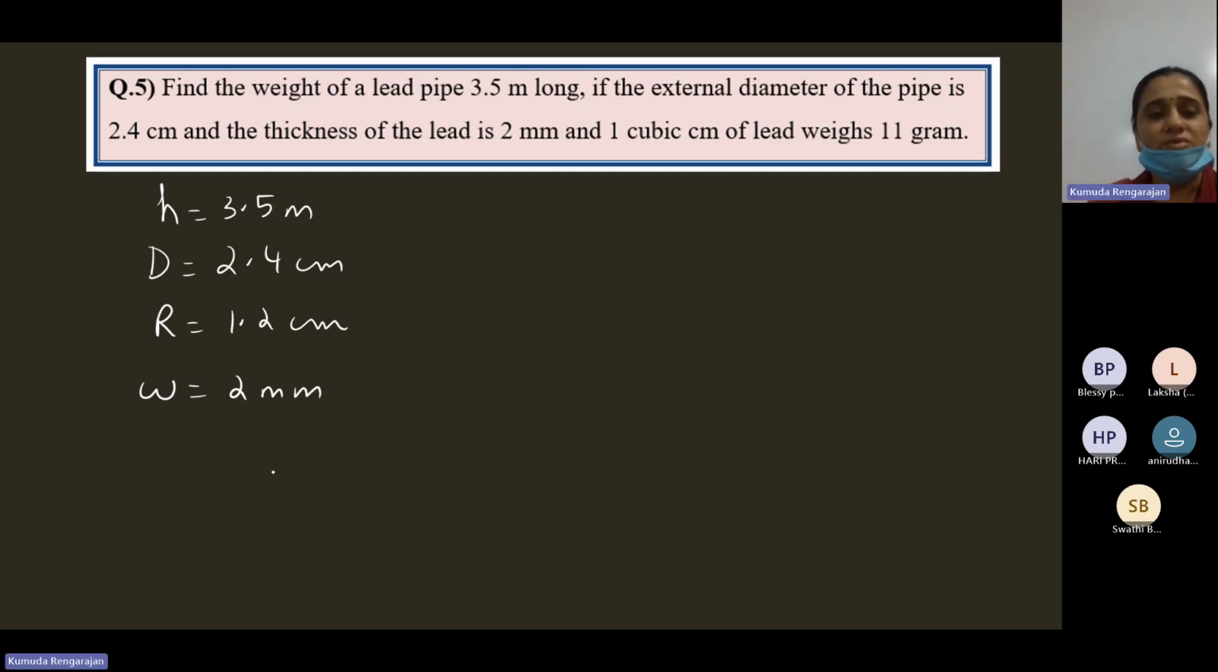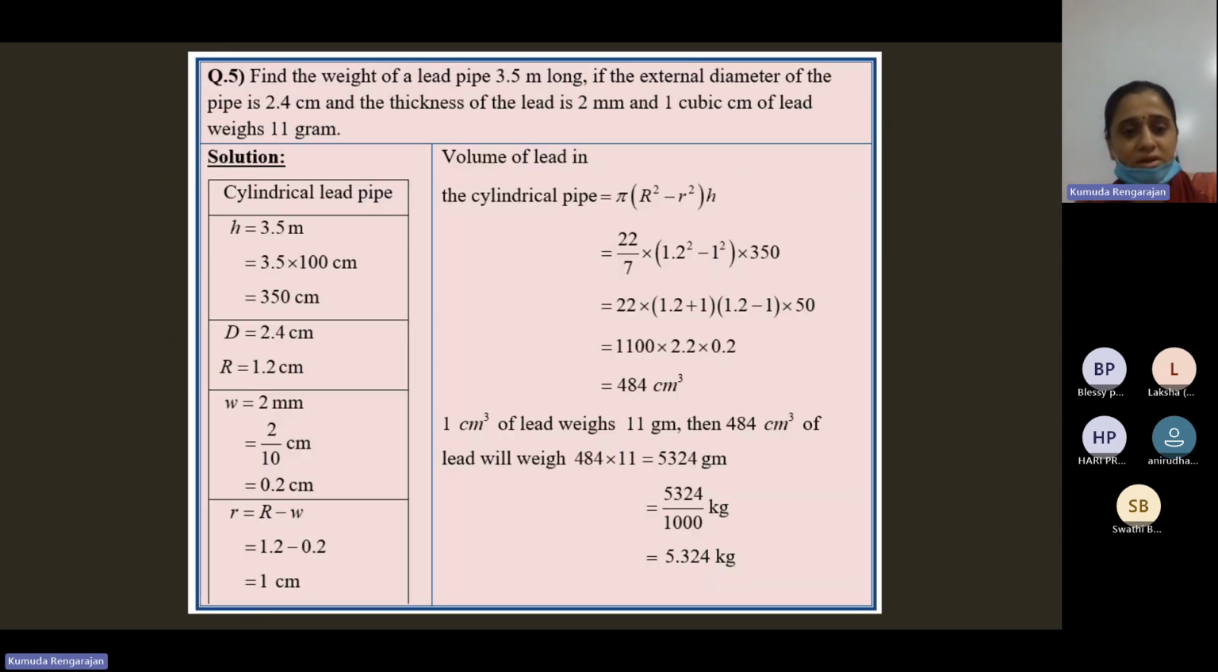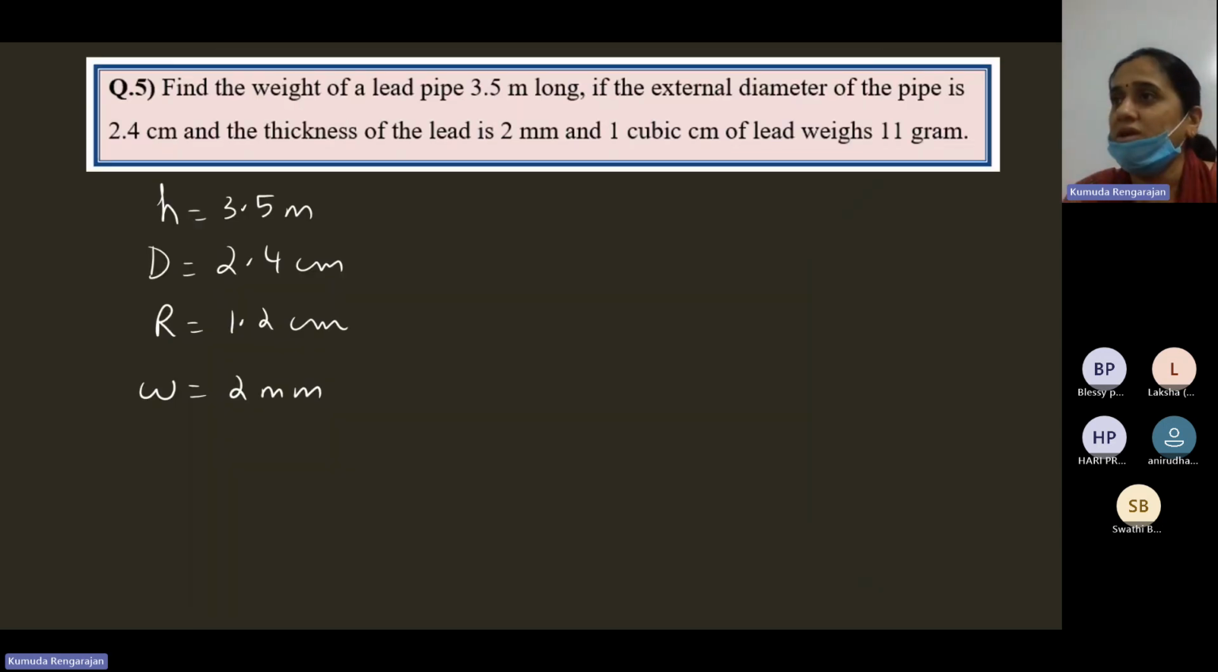So what we can do is we can convert everything to millimeters also. Okay, I've converted everything to centimeters. So let me explain. You can convert it to any unit. I don't want to explain in millimeter and then show you the answer in centimeter. So now the thickness of the lead is 2 millimeters. So 2 millimeters, how many centimeters? 2 by 10 centimeter. Millimeter to centimeter, should divide by 10. So it is 0.2 centimeters.